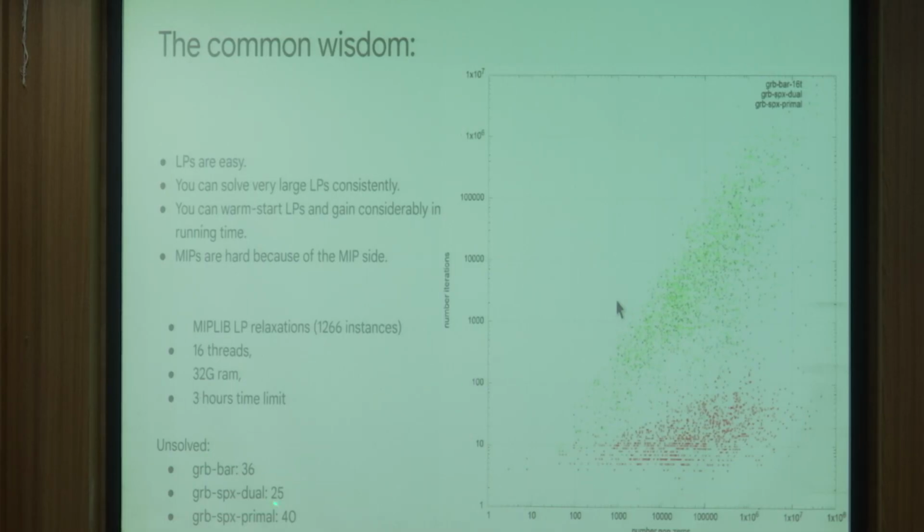Of course, not everything is solved. This machine has 32 gigs of RAM. There are 3 hours of time limit. Actually, barrier fails more essentially because it's hungry for memory. So there are quite a number of large instances where the memory is just too much for the constraints of the machine. But even then, primal and dual simplex also die sometimes for other reasons.